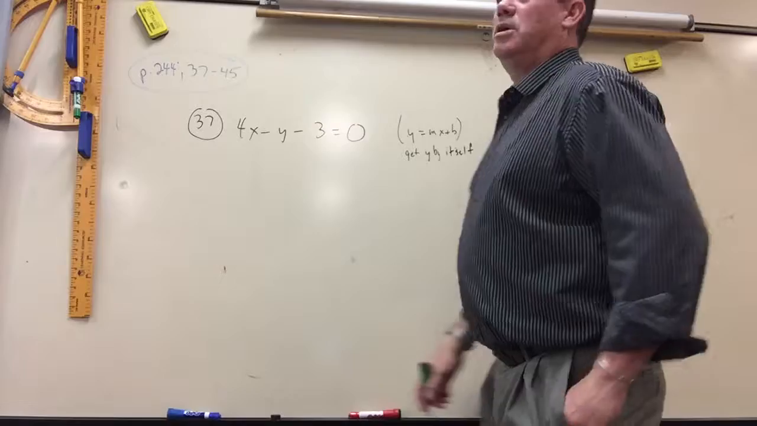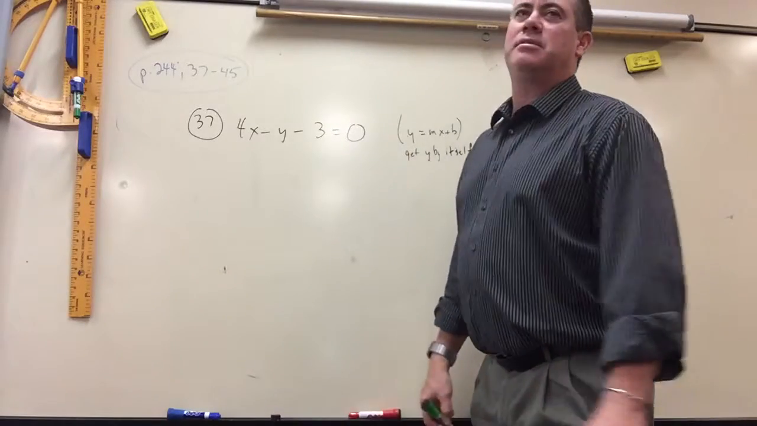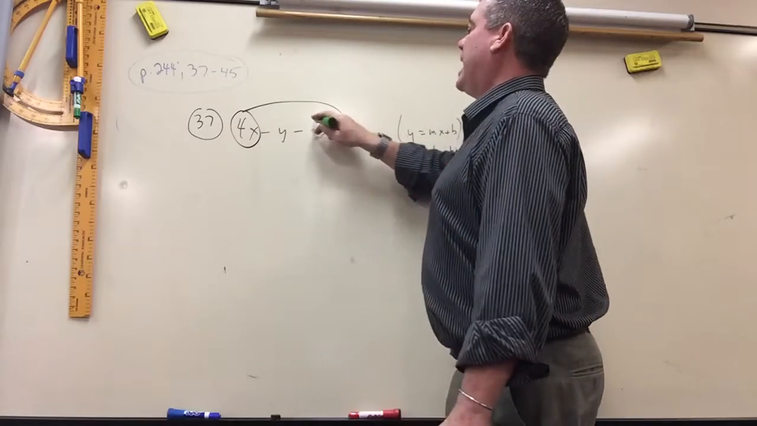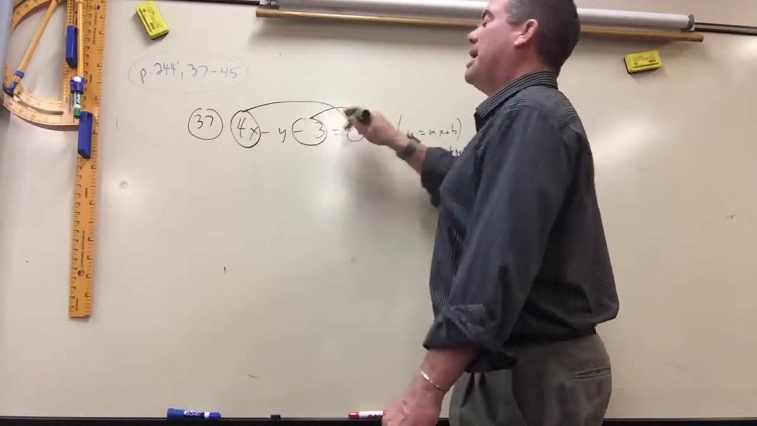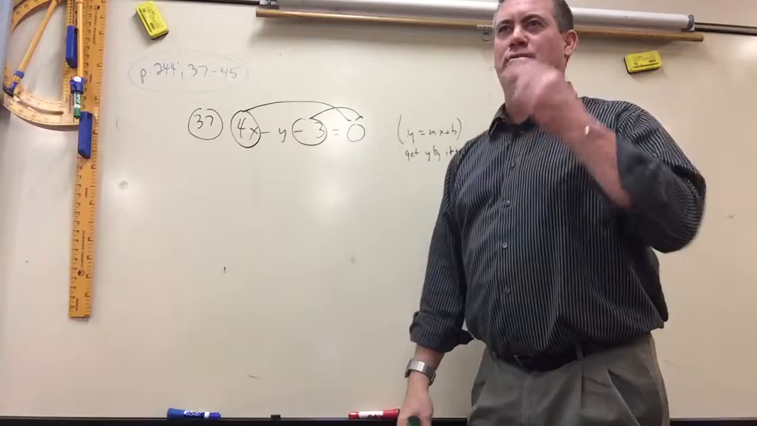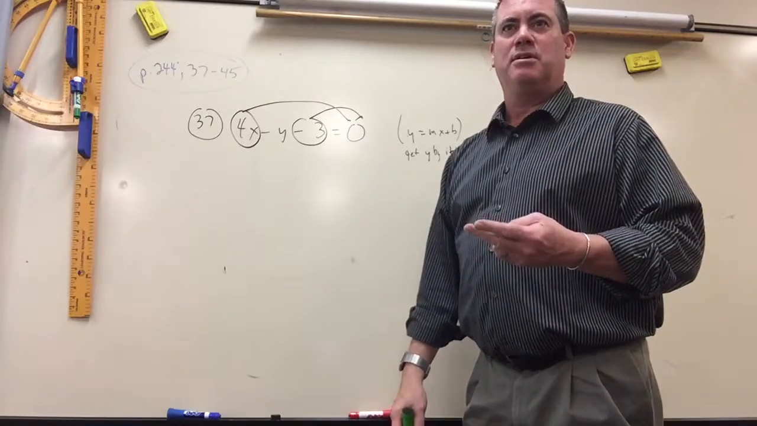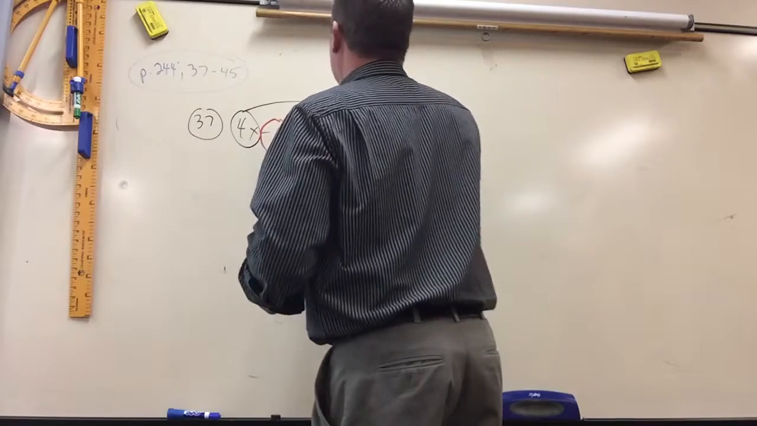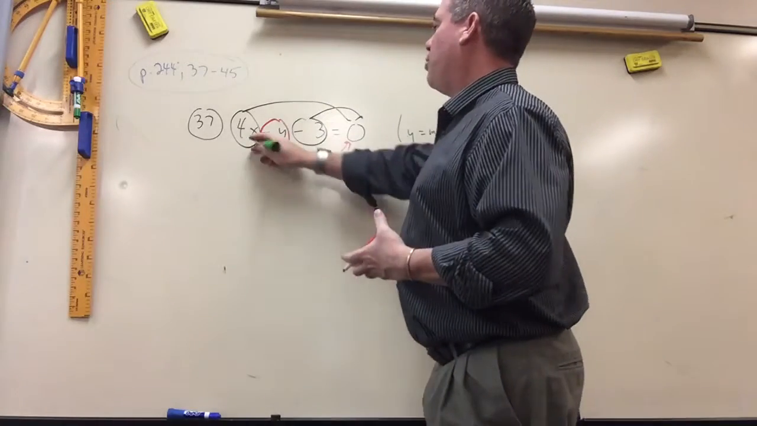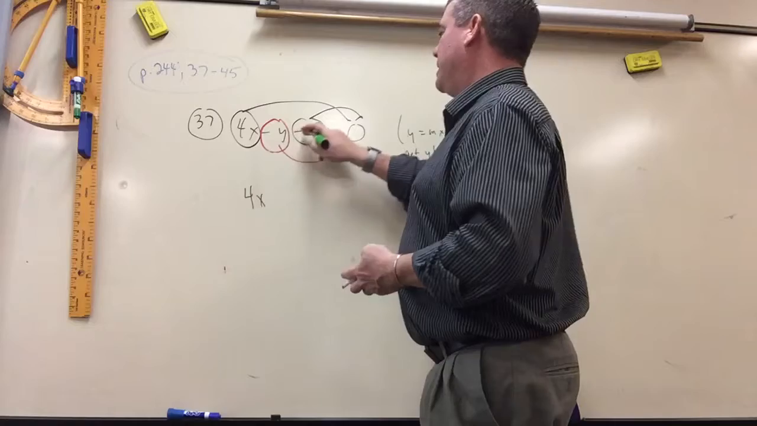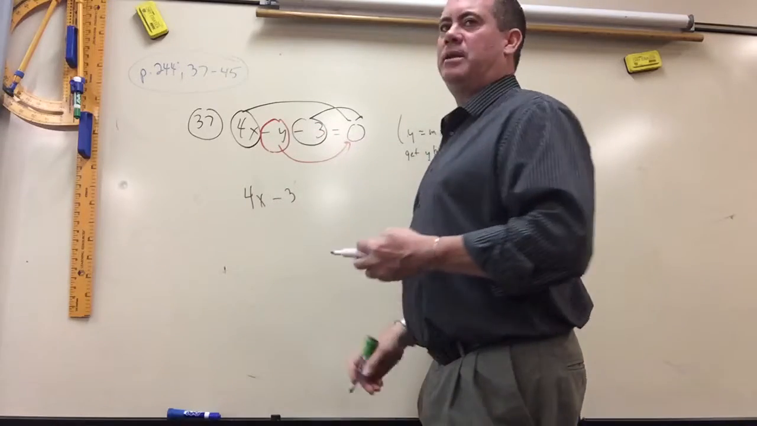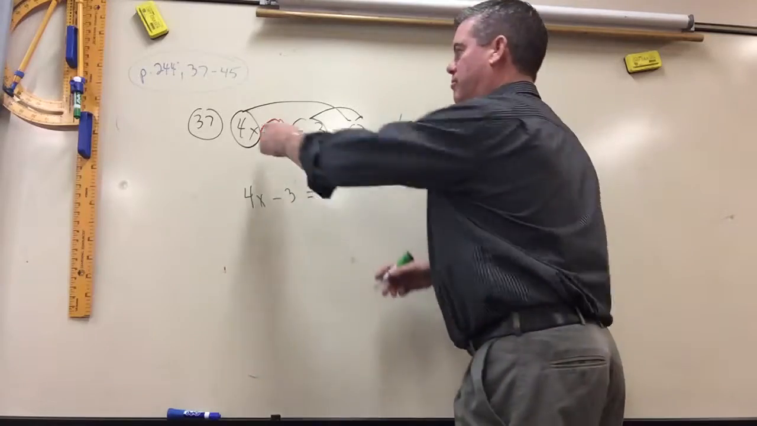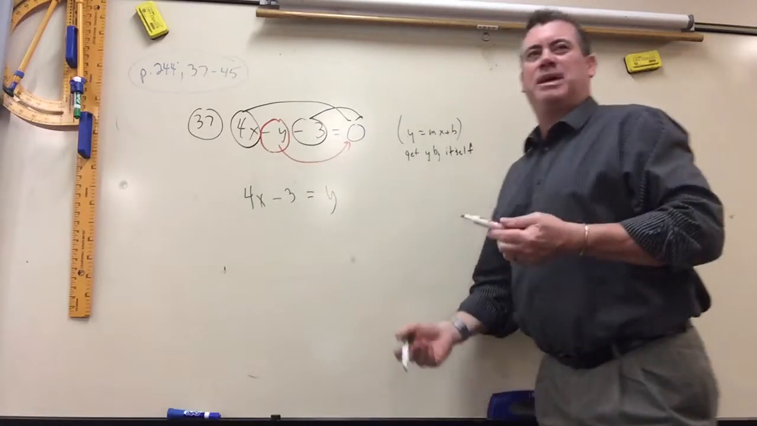So for number 37, I got to move the 4x over and the 3 over, but I could have done a shortcut. Instead of moving two things, I could have just moved the y. So I'd keep the 4x where it's at. I'd keep the 3 where it's at. I didn't move them. And then what happens to the y when you move it over? Positive. So that's a lot quicker.